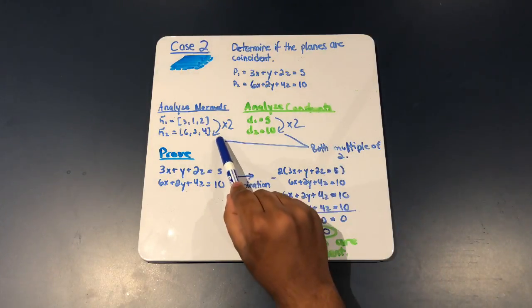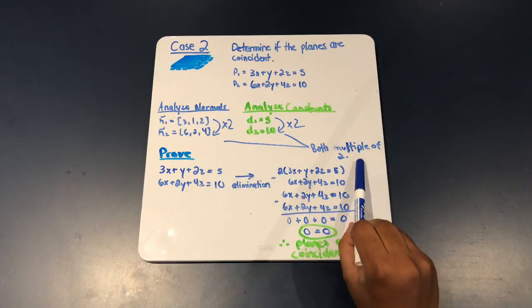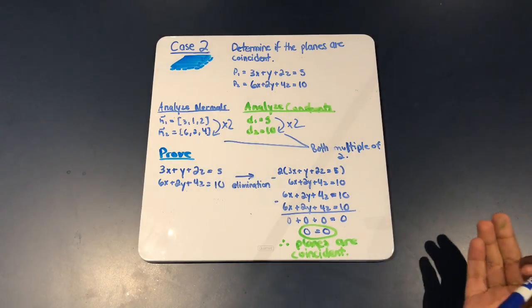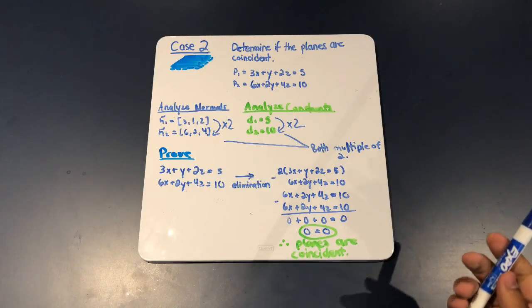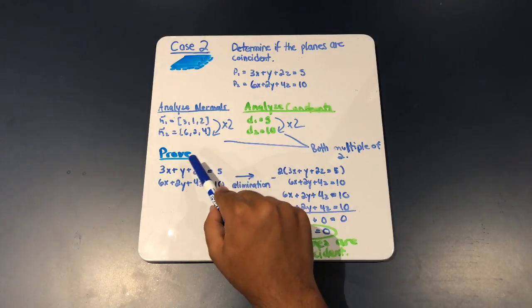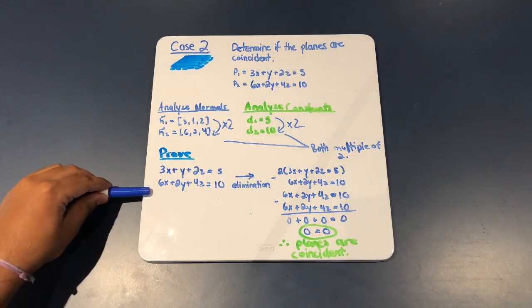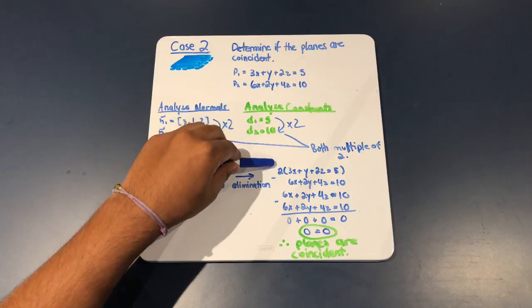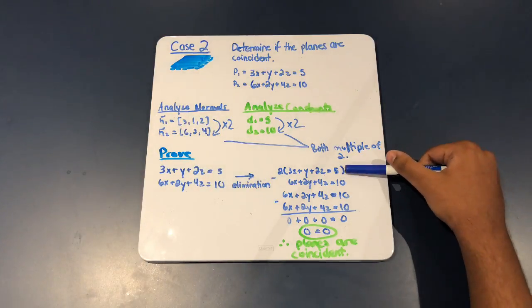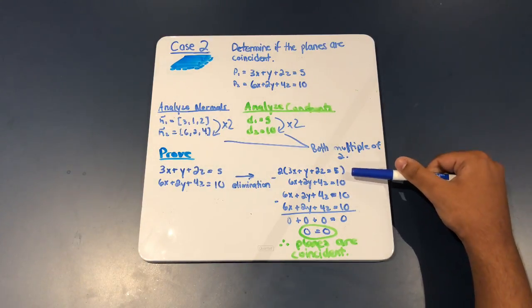Since both the normals and the constants are a scalar multiple of 2, it can easily be determined that the planes are coincident. But what we can also do to further prove it is use substitution and elimination. So first we take plane 1 and plane 2, and then what we can do there is multiply plane 1 by 2 and then use elimination.